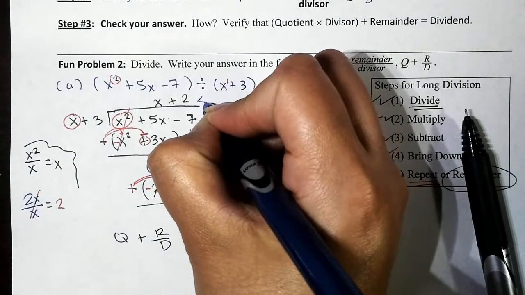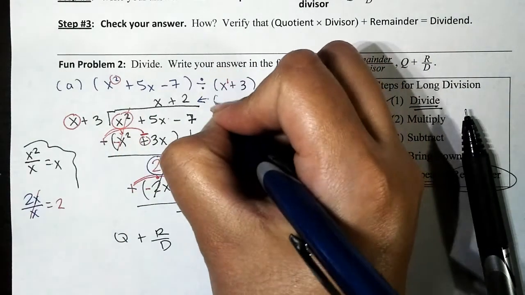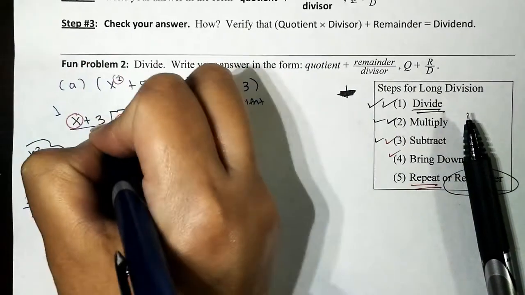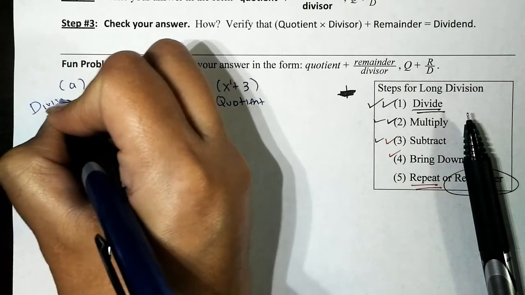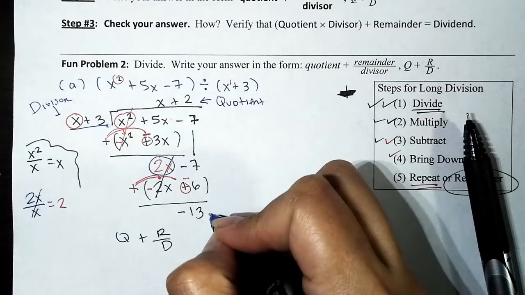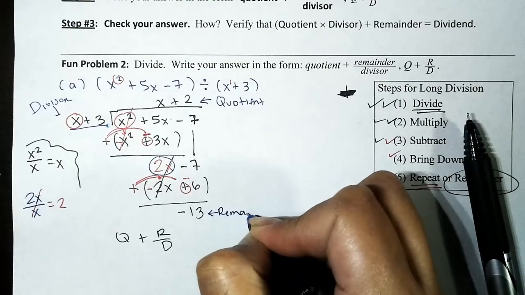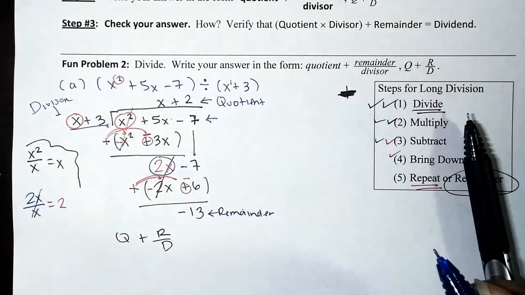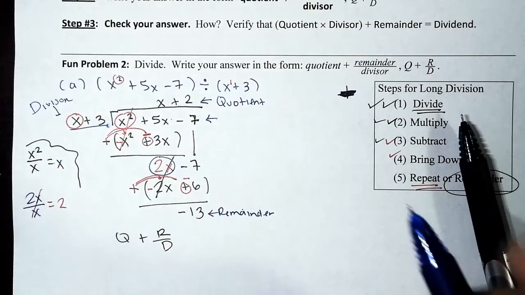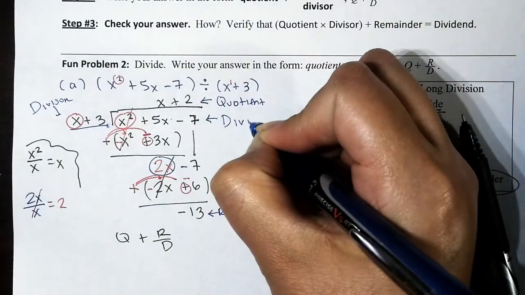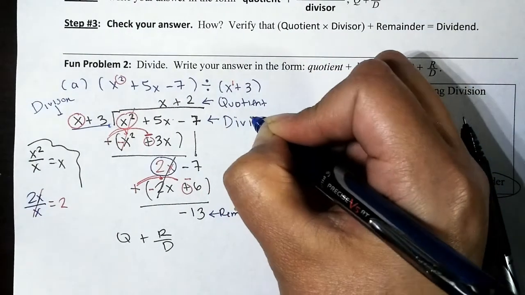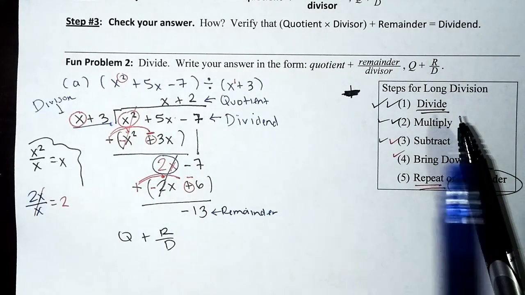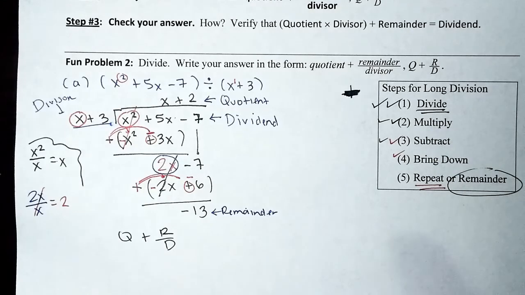In this case, the number of times that it goes in evenly, that is our quotient. Divisor is just code for whatever you divide it by. Remainder, well, you know that one, whatever's left over. And dividend is code for what you divided into. We don't need the dividend to write the answer, but I wanted to point it out because for this problem we'll check our answer.